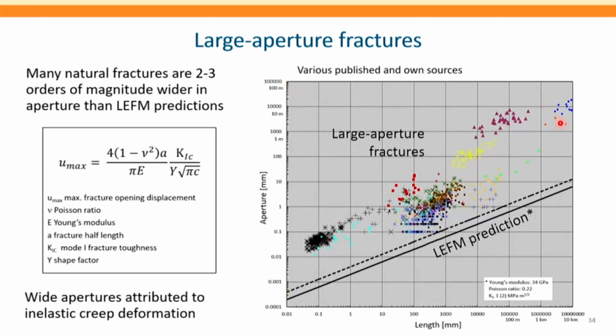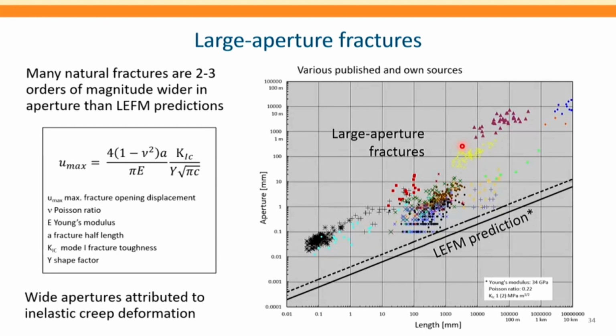So the largest ones are obviously dikes, right? We don't have other fractures that are 10 kilometers long. But regardless, this is from the published literature and some of my own data. Apertures are almost never where they are predicted from LEFM. Okay? They're always 1 or 2 orders above that. That is the dilemma that I recognized 20 years ago. And what's going on here, right?